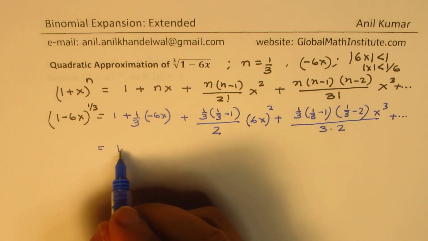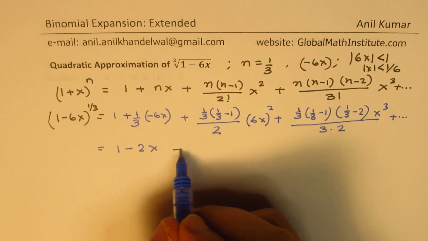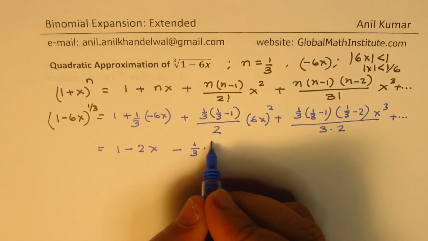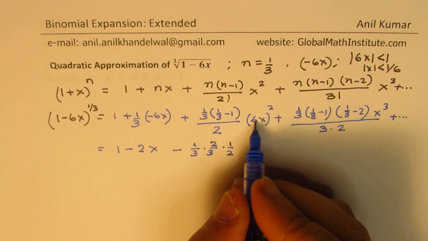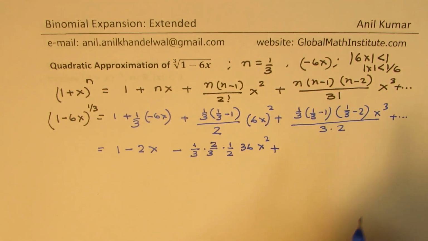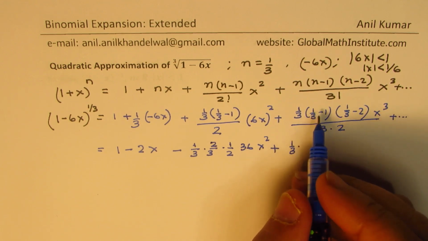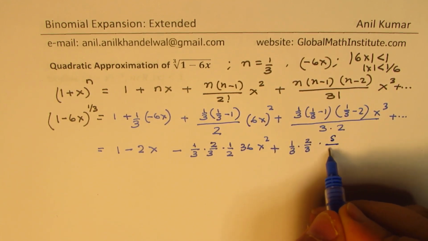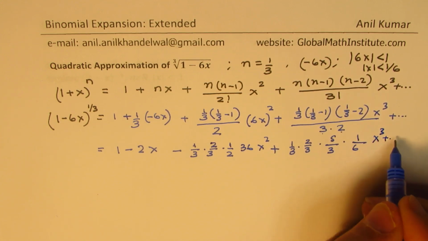Now that gives you 1 minus 2 times x. If I take this 3 here, so we get minus. 3 minus 1 is 2, so let me write in 2 steps: 1 over 3 times, minus I have already taken outside, so 3 minus 1 is 2, so we get 2 over 3. Let me write this as half here, and 6 squared is 36, x squared, plus we have this term now, which is 1 over 3 times minus, 3 minus 1 is 2, so we get 2 over 3. 6 minus 1 is 5, so 5 over 3 times, this is 1 over 6, 3 times 2, x cubed plus so on, correct?